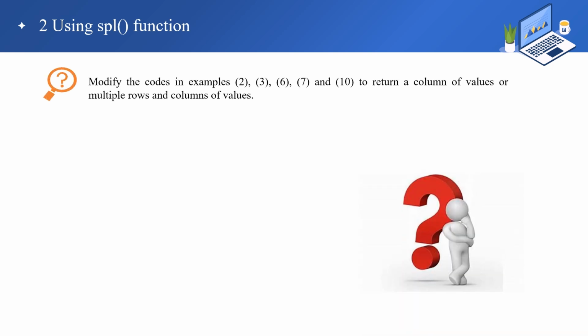Once you understand the parameter types and return value of SPL function, writing code becomes more flexible. In the previous examples, such as 2, 3, 6, 7, 10, all the codes are to return a single value. You can try to modify them to return multiple values.